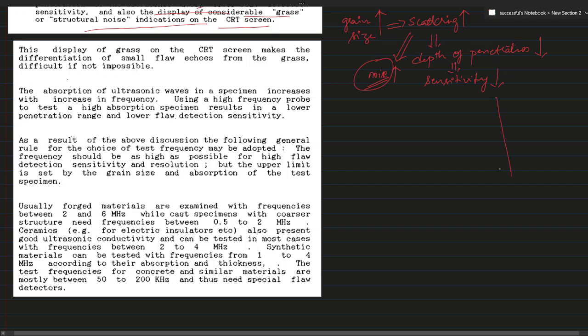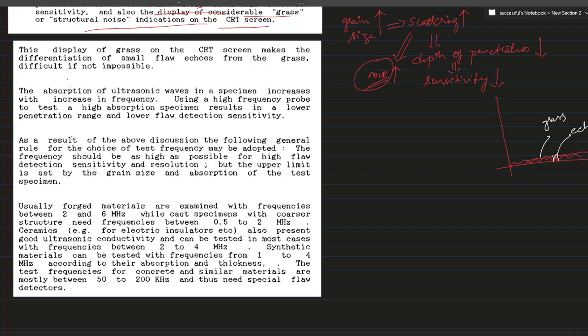You see, normally there will be some grass, okay, and if the echo height is also of very small height, these are the grass. And if it is an echo of small height, you cannot differentiate between the grass. Okay, this is grass, this is echo, you cannot differentiate between the two, so it also becomes difficult.